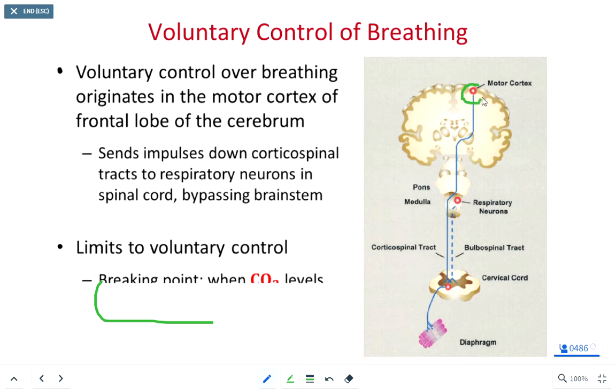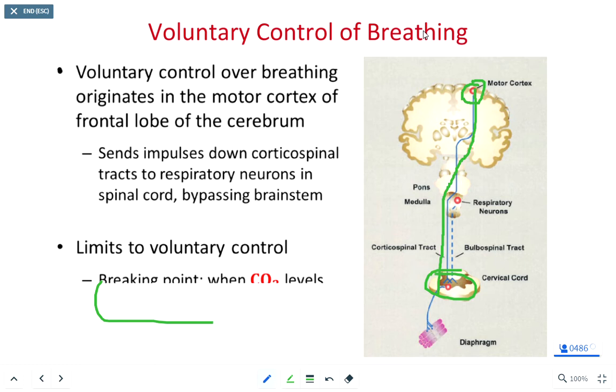Within our higher brain, our cerebrum, where we house the conscious parts of our brain, we can decide, hey, I want to hold my breath. Hey, I want to breathe in and out very deeply. We can have some conscious control over those skeletal muscles that we use for inspiration and expiration. And in order to consciously control those skeletal muscles, we have to bypass the pontine and medullary respiratory groups. We'll take a signal from the motor cortex of our brain and skip the brain stem entirely and go down to the spinal cord.